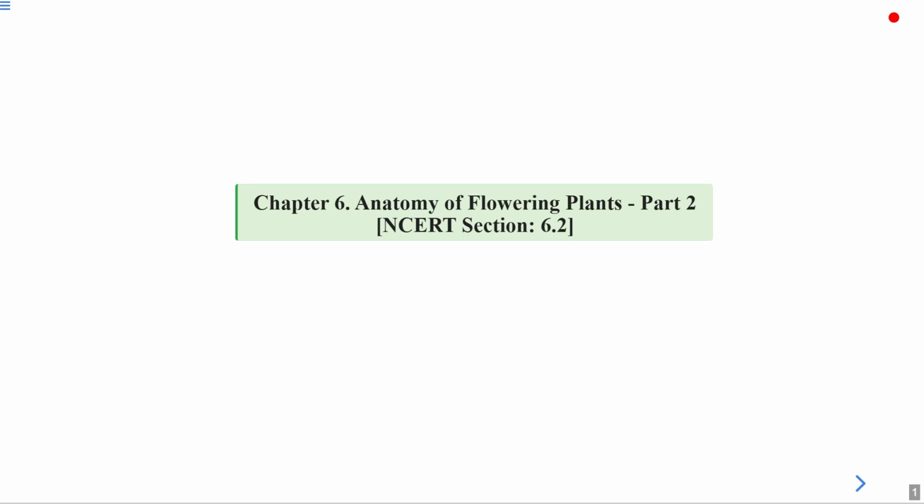Hello everyone. Welcome to the session of Anatomy of Flowering Plants Part 2. And this is going to be the NCERT section 6.2 lecture.